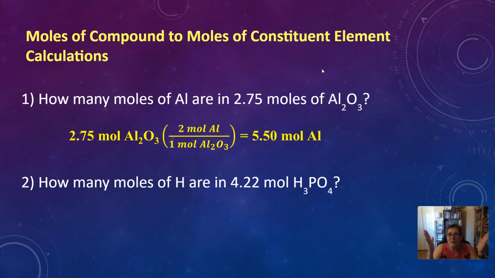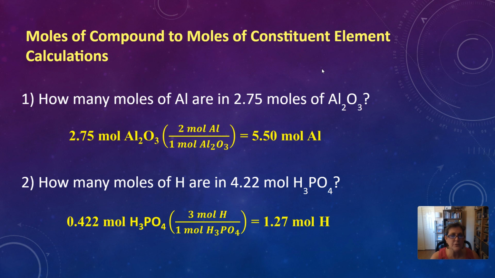All right, number 2. How many moles of hydrogen are in 4.22 moles of H3PO4? Start with what we're given. 4.22 moles H3PO4. Now, how many moles of H are in H3PO4? If you said 3, you are correct. There are 3 moles of hydrogen in 1 mole of H3PO4. So that is our conversion factor in the parentheses. And it looks like this.